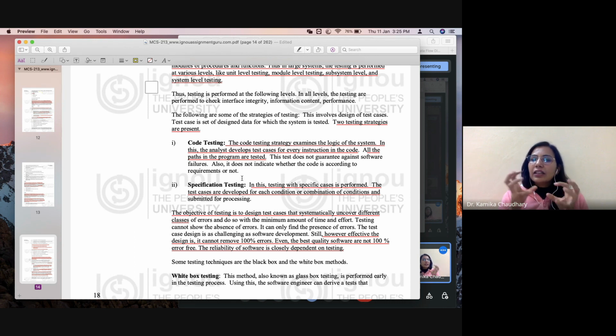Specification testing means only the specific or particular things are tested. It's not like each and every line will be tested. As the name indicates, specific or particular test cases will be developed and then the testing will be performed. So these are the two types of strategies. Either you do line by line or instruction-wise testing, or you take a specific part of your code and perform the testing on that. These are the two types of strategies that can be followed.